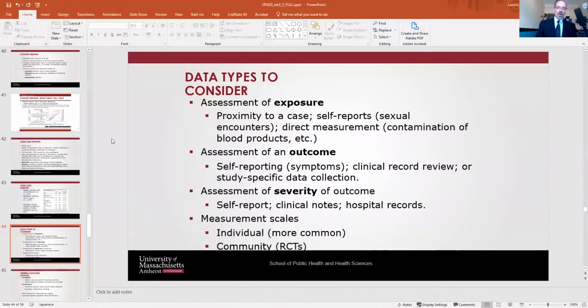Assessment of severity of an outcome, again, self-report. What's severe pain to one person might not be as severe to another person. Clinical notes, hospital records, like when we look at the mortality data, it's been in the news about COVID-19. The reporting can vary depending on doctor, depending on locality, depending on state. Measurement scales vary between studies. So you have to consider all these different things.